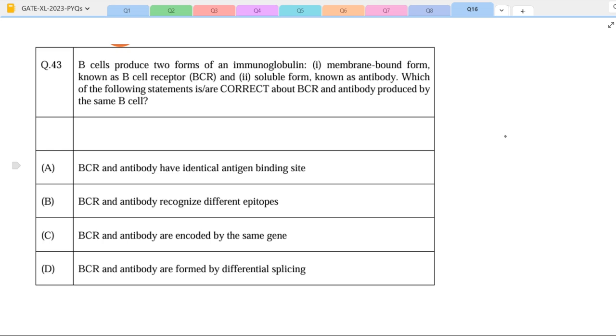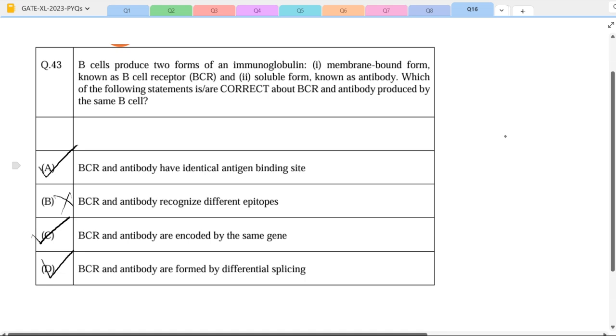The first option is BCR and antibody have identical antigen binding sites. Yes, that is true. BCR and antibody recognize different epitopes. No, since they are from the same genes and they have the same variable regions as well. BCR and antibody are encoded by the same gene. Yes, that is also true. And BCR and antibody are formed by differential splicing, or alternative splicing. If the membrane-bound region of the gene is included, then it is going to be the BCR, or if not, it's going to be antibody and is going to be secreted when the B cell recognizes the appropriate antigen. So the correct options here are A, C, and D. Okay. Moving on to the next question.